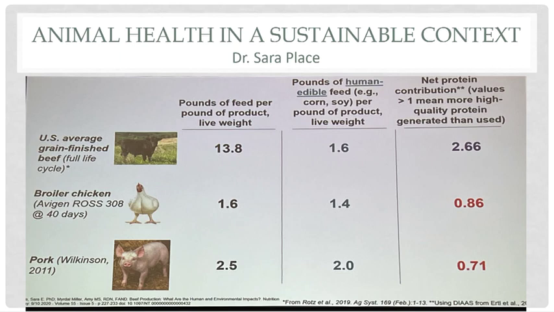But then you look at net protein contribution. Values greater than 1 mean more high-quality protein generated than used. Beef is 2.66. Broiler chicken is 0.86. We think about the protein that you're having to feed to poultry and to pork to be able to generate the protein. So net protein contribution. The ways that we talk about the benefits of ruminant livestock, things like this can be very helpful.